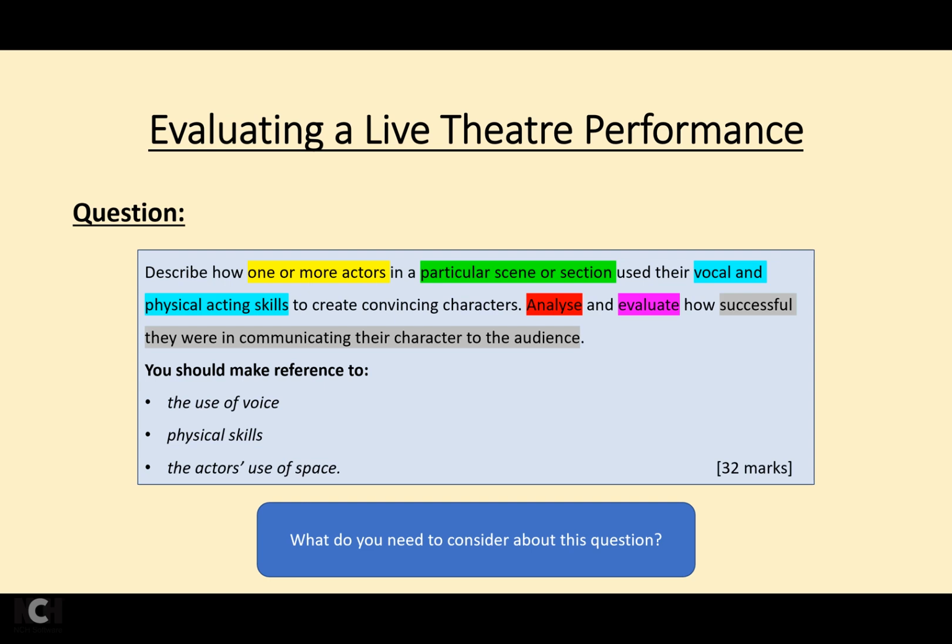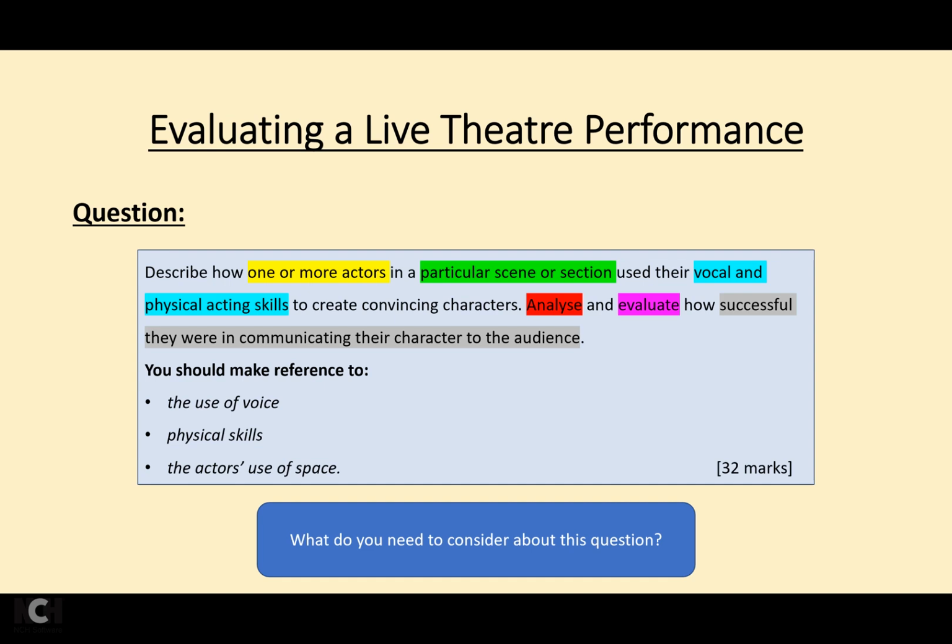And then we go on to talk about use their vocal and physical acting skills. You know these, okay? Very, very simple. You've got a list of them in your drama book. You just need to make reference to those. To create convincing characters, analyse.